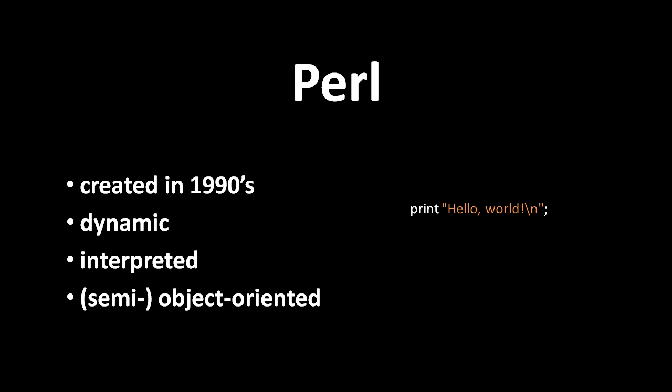Compared to the primary languages of the time, including C and C++, Perl is much more expressive, allowing the programmer to get more work done per line of code. The Perl Hello World program, for example, is just a single line that says, print Hello World.